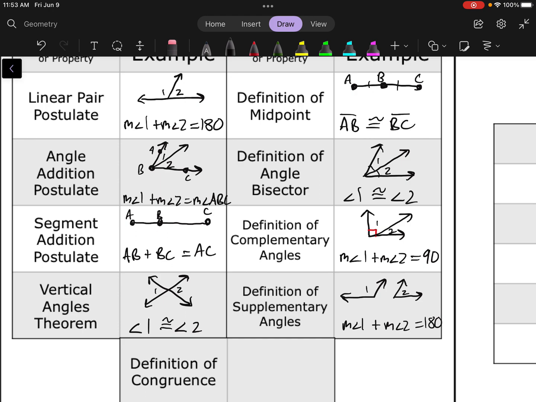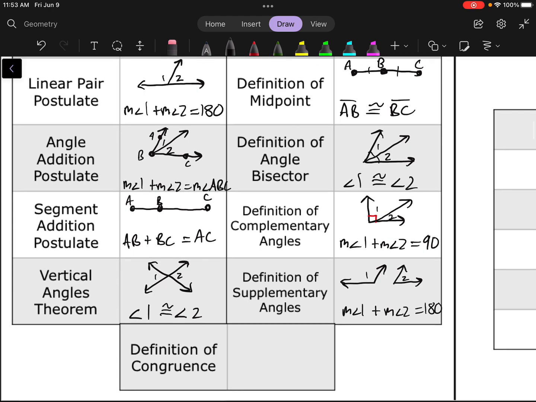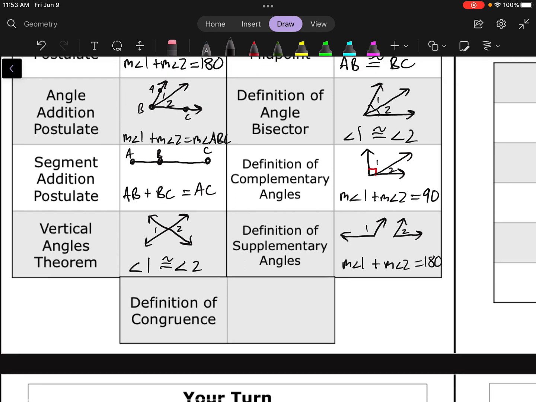We use equal signs when we're talking about numbers. So if I'm like adding things up to be equal to 90 or adding things up to being equal to 180, or just adding things in general, you have to be using equal signs because you can only add with numbers, right? You can't add with things like angles and segments and stuff. So if you ever need to switch back and forth between equal signs and congruency symbols, that's when we use the definition of congruence.